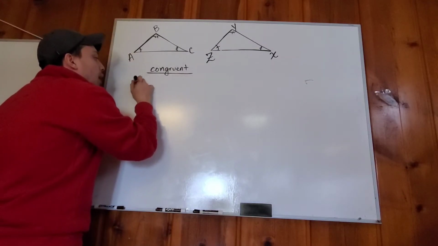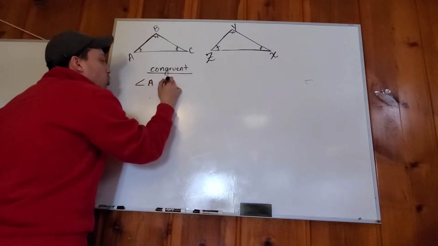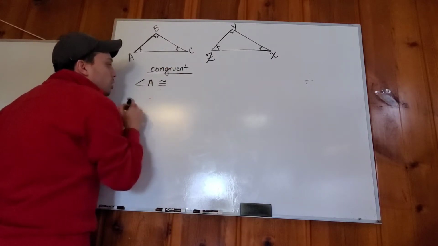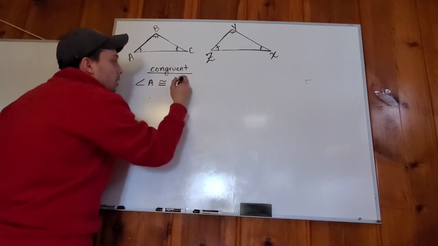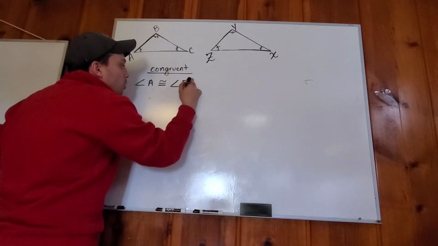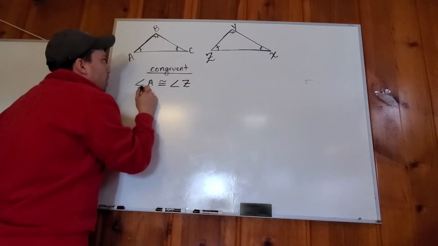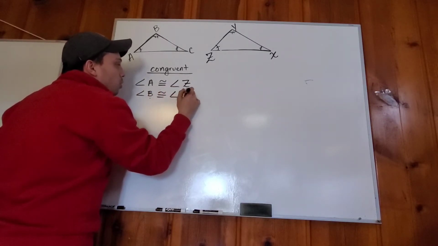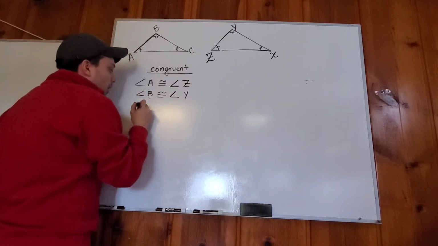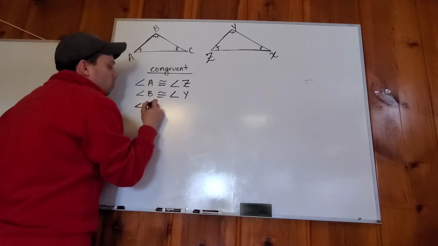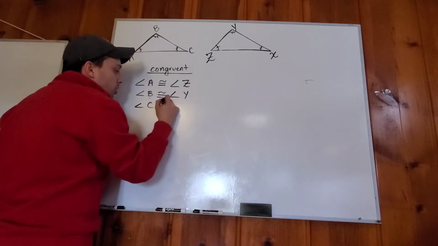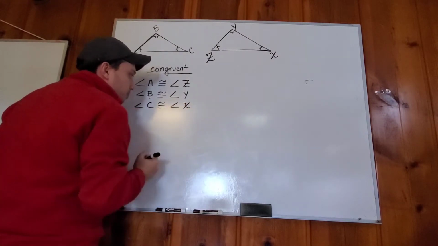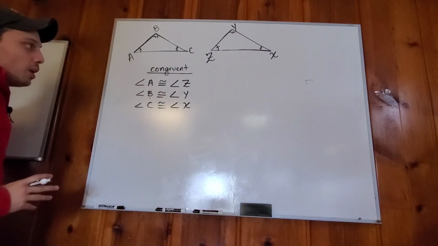So this is going to be angle A, which is congruent. This is the congruency symbol, the equals with the little squiggly line on top. Angle A is congruent to angle Z. And then angle B is congruent to angle Y. And then angle C is congruent to angle X. And that's what we have congruent.